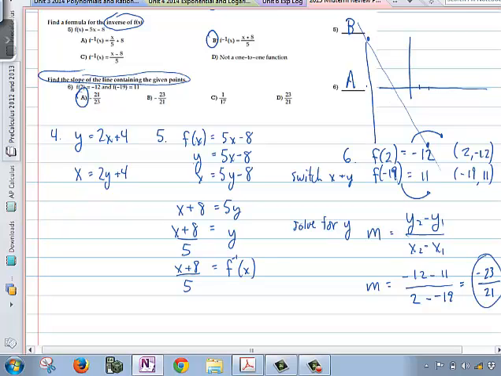Remember, you can always draw a slope triangle. And in this region here, that would be your change in x values. And this would be your change in y values.